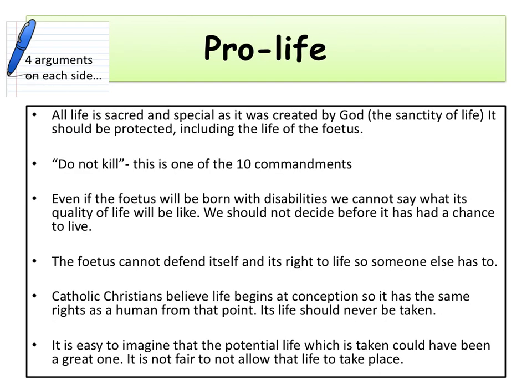Firstly, we'll look at some pro-life arguments. Remember, as we go through this, I want you to write down 4 arguments. The first of these arguments is that all life is sacred and special as it was created by God. This, as you will remember, is the idea of the sanctity of life. Life should be protected. This includes the life of the fetus. Therefore, abortion shouldn't be allowed.